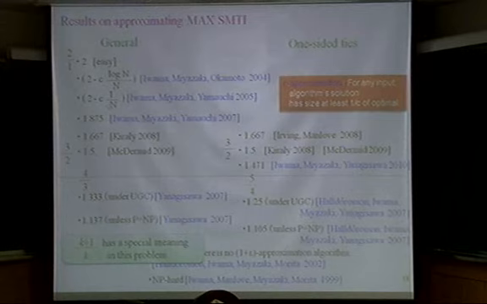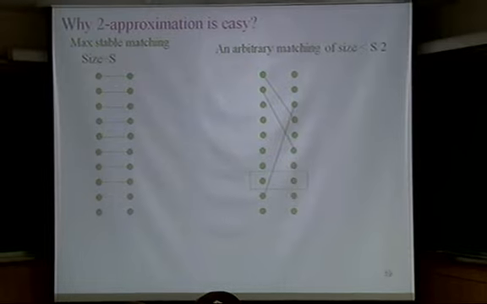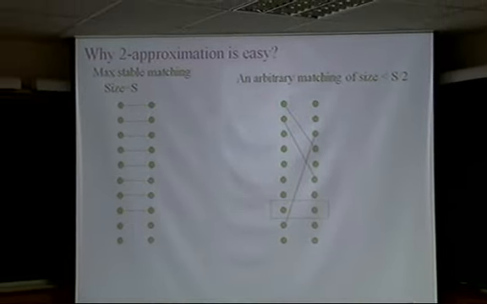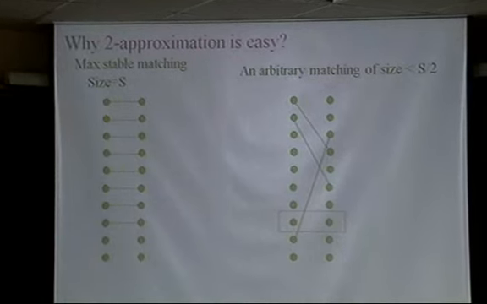First, I show that the approximation of 2 is easy. So consider maximum stable matching, the optimal matching of size S, and consider any matching of size less than half the optimal. Then there must be a pair of man and woman who are single in this matching. Both are single, but both are matched together in this optimal matching.